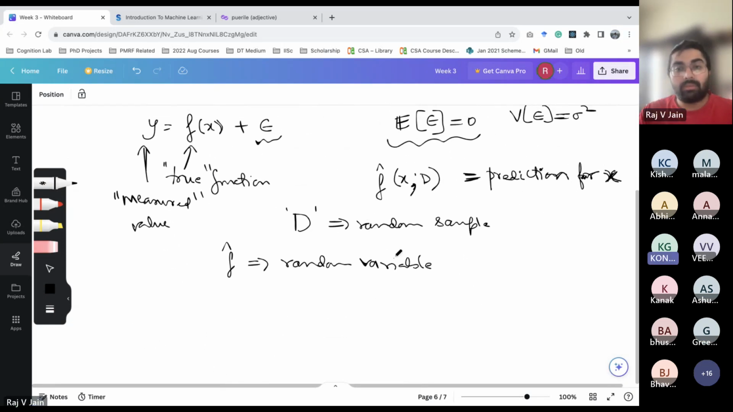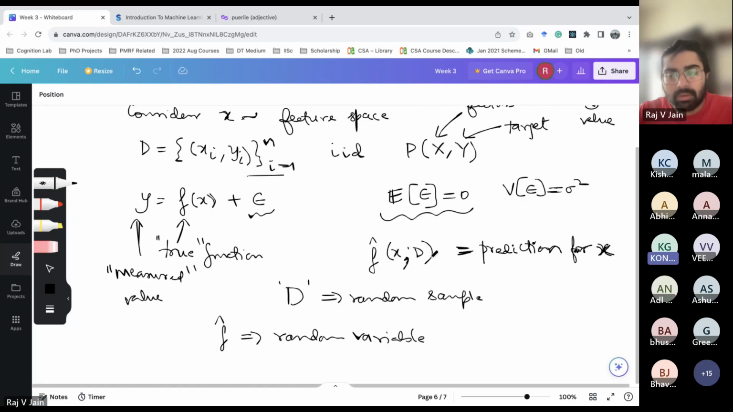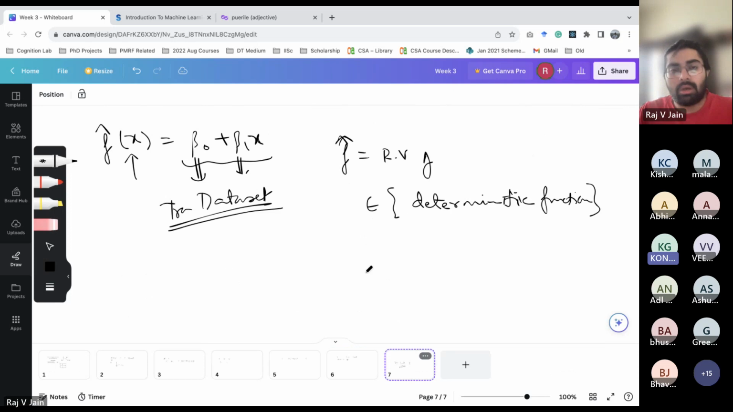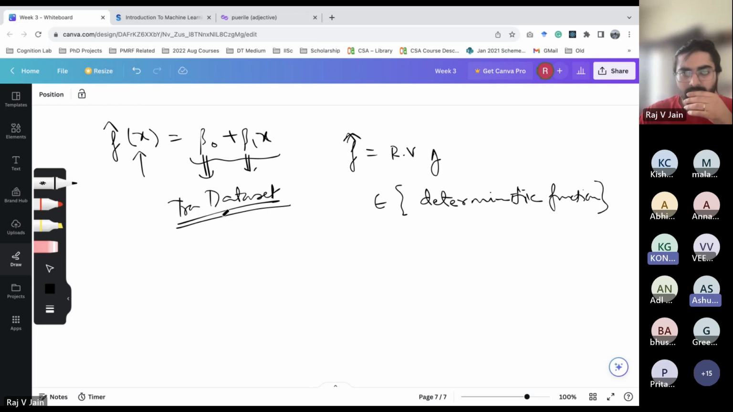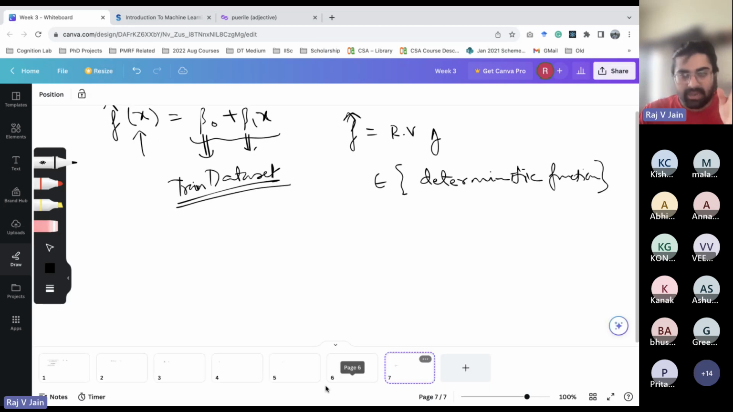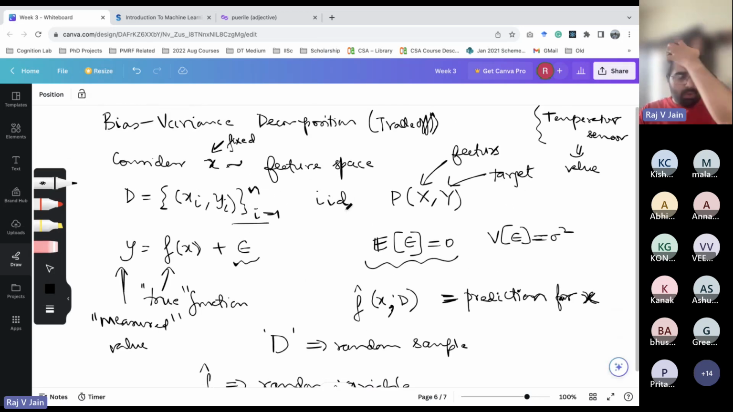Sir, beta naught and beta 1 are the ones which dictate the model. So they are now becoming random variables. Because beta naught and beta 1 are random variables, we say the function is a random variable, right? Correct. Because the way you learn beta naught and beta 1 is from the training data set, and the training data set itself is a random variable. Is that clear? Yes, the function is random, not the x. Correct, not the x. That is not in our current formulation.